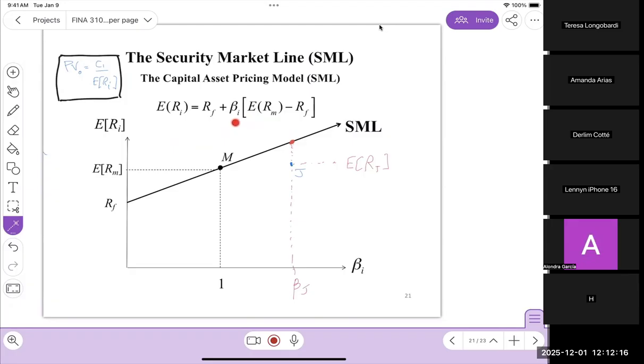So if their beta is more than 1, they're going to get more than the market risk premium. Okay, so this is a markup above the risk-free rate. That's why it goes up like this. So if you have this level of risk, you can just create this level of return. Why would you invest in J?